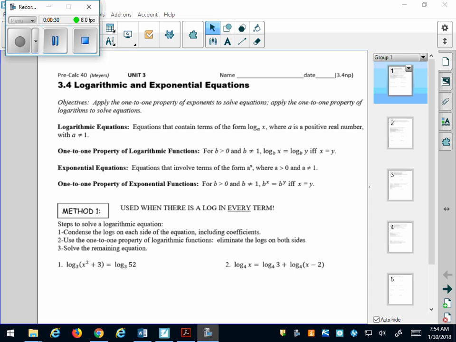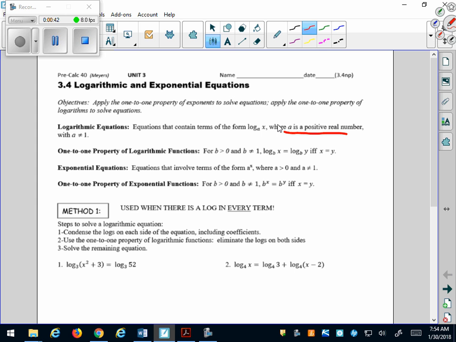But a logarithmic equation just has a log in it. Just notice that the base of a log has to be positive and real, and not equal to 1. That's true too. One-to-one property is the same type of deal. For every x, there's one y. But if you look at this property, it's going to help us solve equations later.